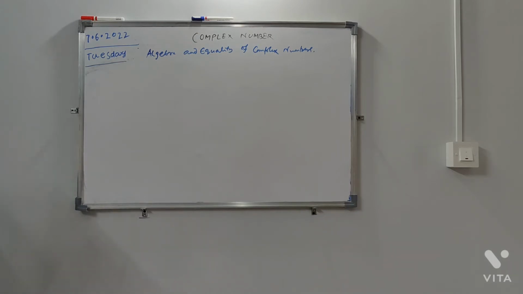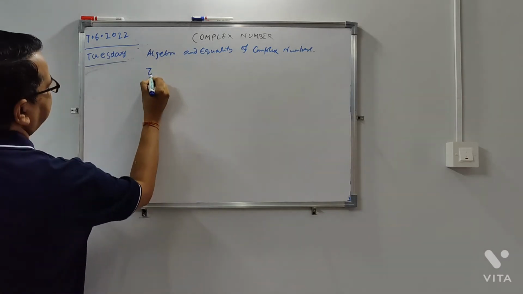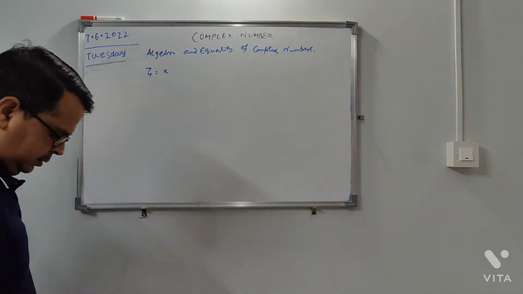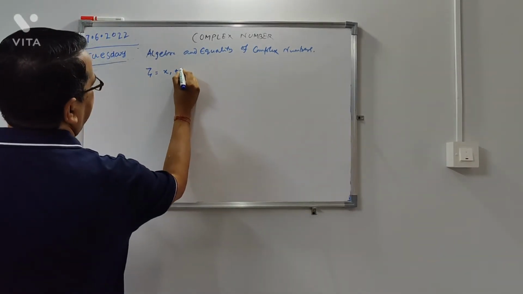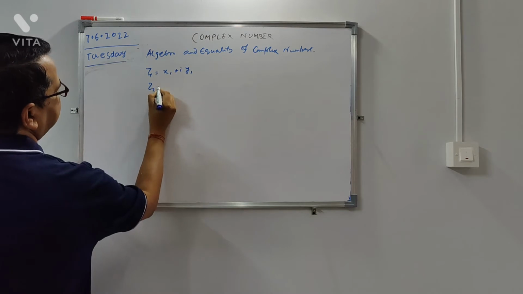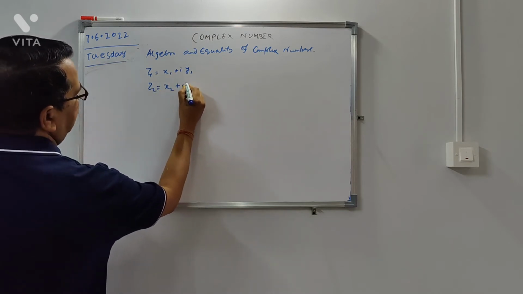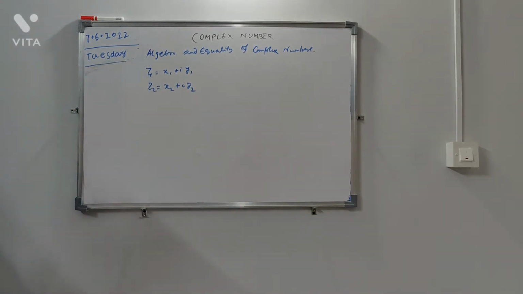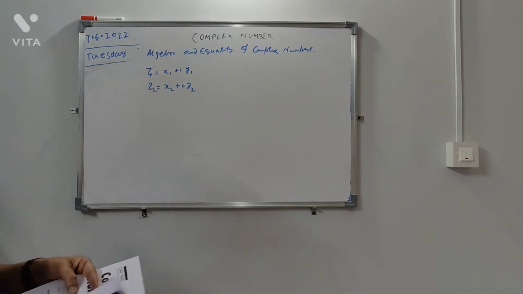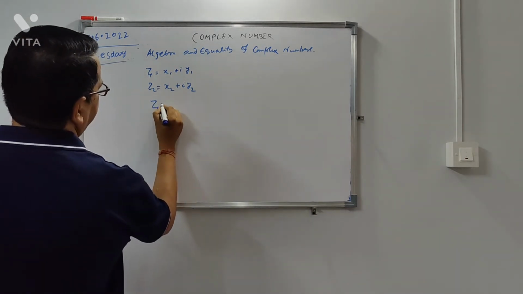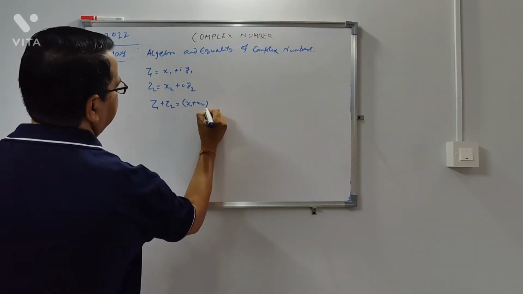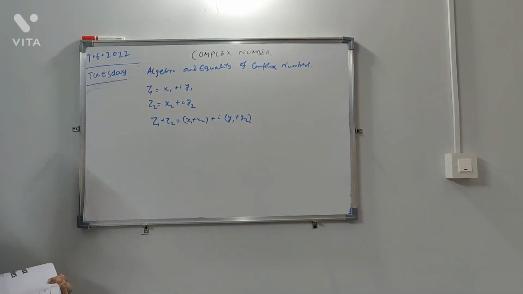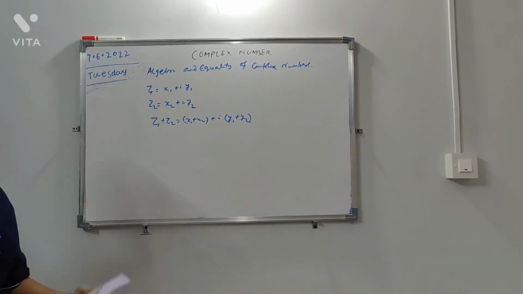Okay, how do we add complex numbers? Let us say my complex number z1 is equal to x1 plus i y1, and my complex number z2 is equal to x2 plus i y2. If these two are my complex numbers, then what is z1 plus z2? I just add the real part and then the imaginary part. So this is the addition. How do we add two complex numbers?